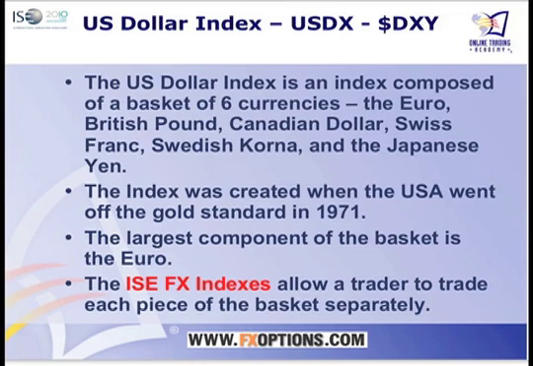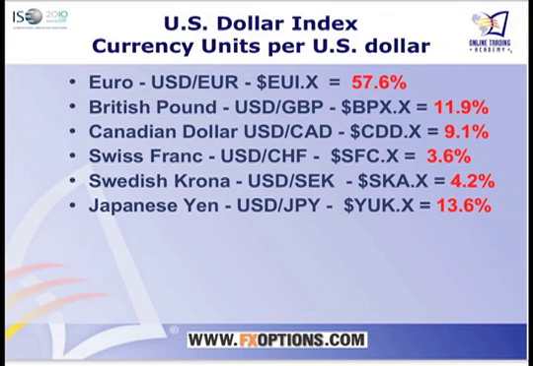The percentages here are mostly euro. 57.6% of the basket is the euro. The British pound is about 11.9%. The Canadian dollar about 9.1%. The Swiss franc 3.6%. The Swedish krona is 4.2%. And of course the Japanese yen is 13.6% of the basket.